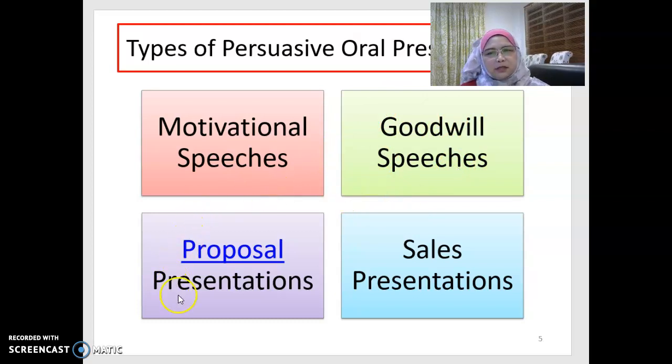The next ones are the proposal presentations and the sales presentations. These two are the ones which we will be looking at closely. You need to do either one of these presentations and you will be assessed on either one of them. Not the motivational speech and not the goodwill speech.